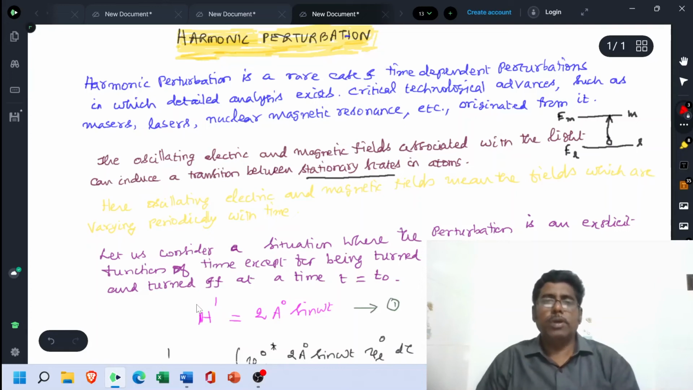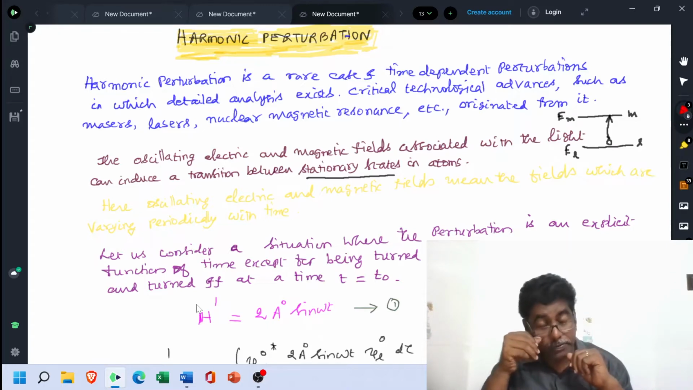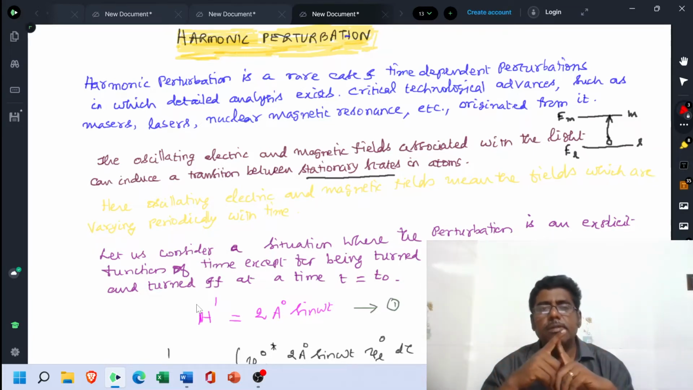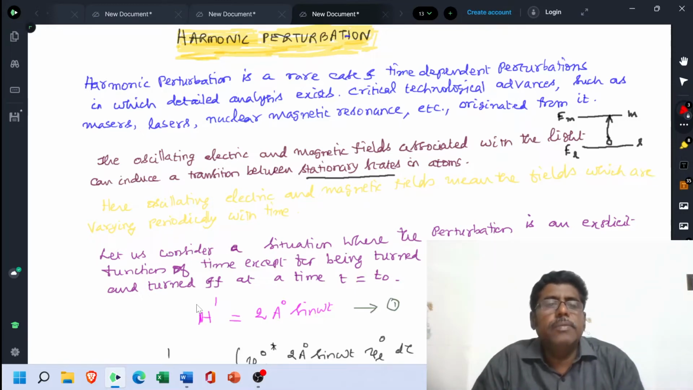We have to talk about harmonic perturbation. Harmonic perturbation is a special case of time-dependent perturbation. Technological advancements like masers, lasers, and NMR originated from harmonic perturbation. A maser is microwave amplification by stimulated emission of radiation.